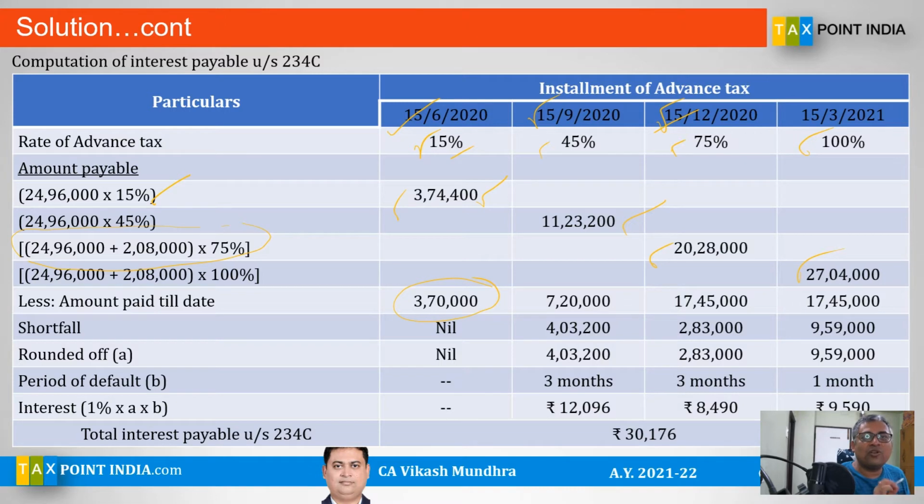Hence there is a shortfall. You are liable to pay interest under section 234C. Instead of rupees 3,74,400, you paid only 3,70,000. But there is some relaxation in case of the first two installments. If instead of payment of 15% of your estimated advance tax liability, you paid 12% of your estimated advance tax liability, then interest under section 234C does not arise.